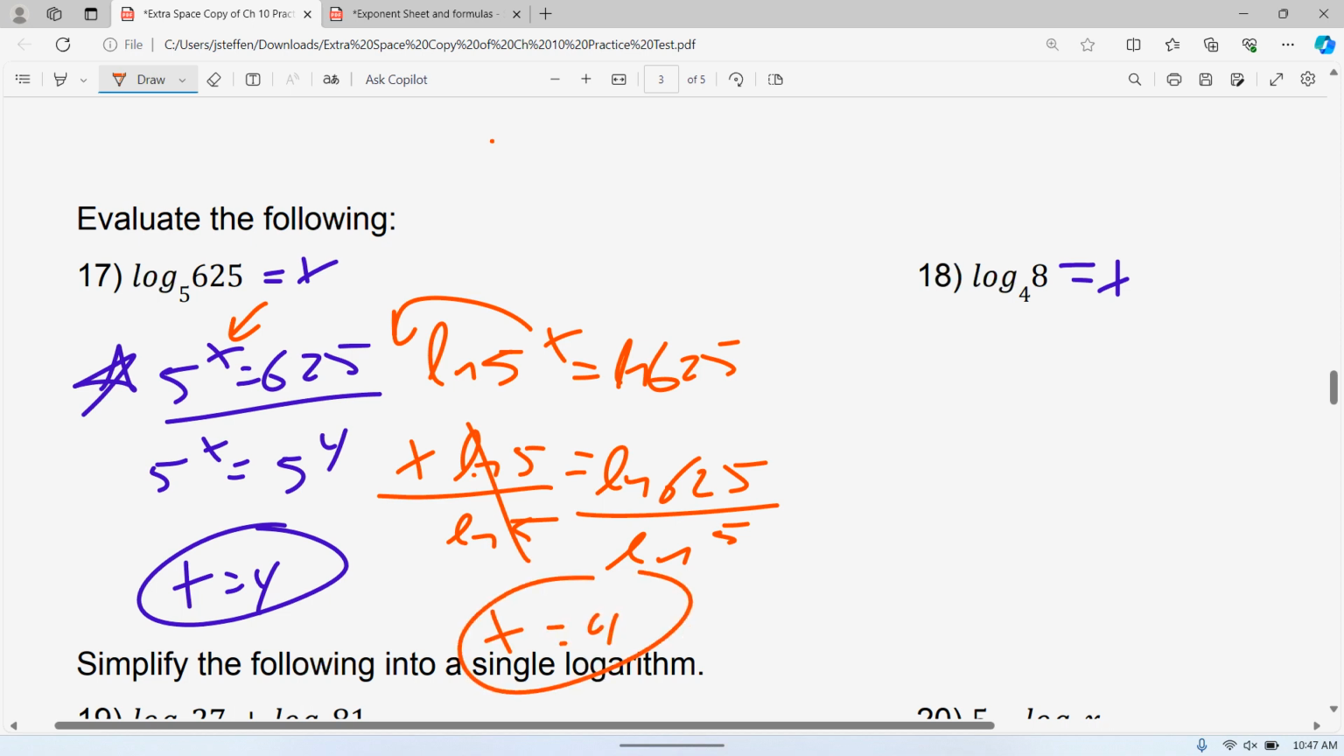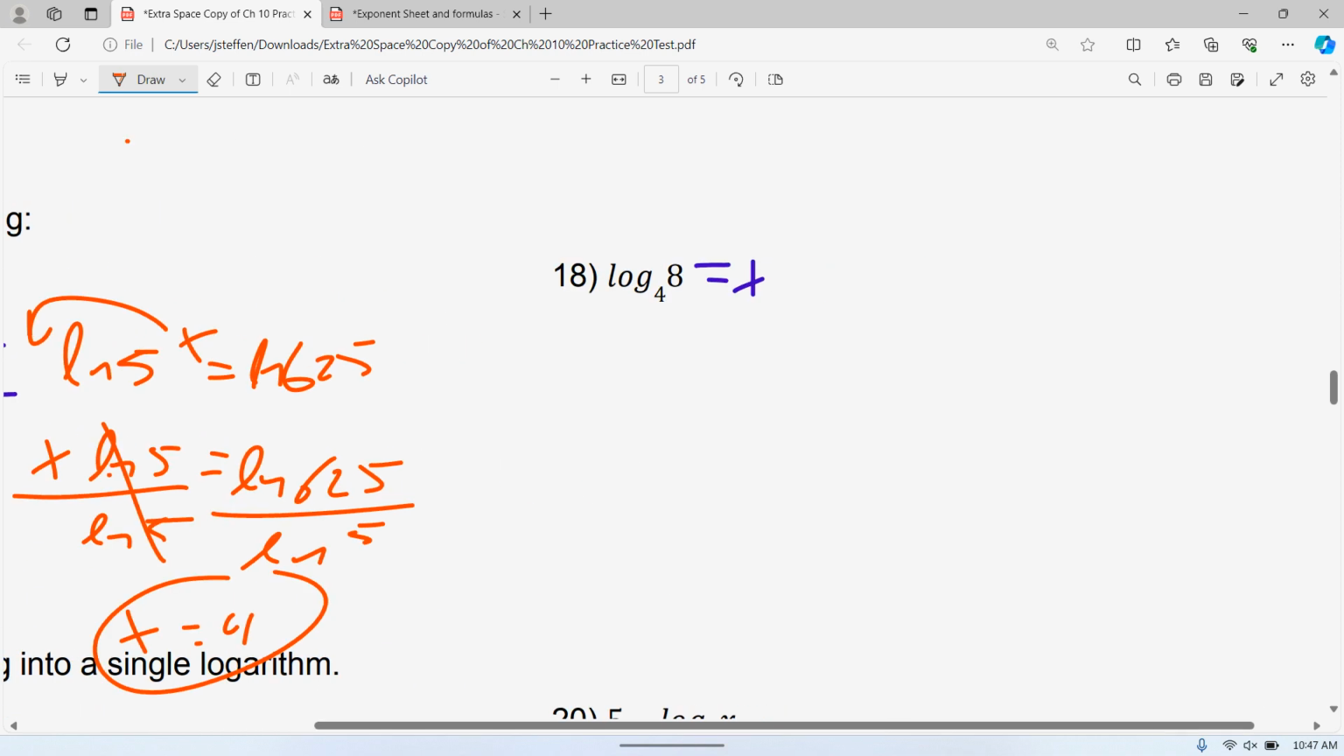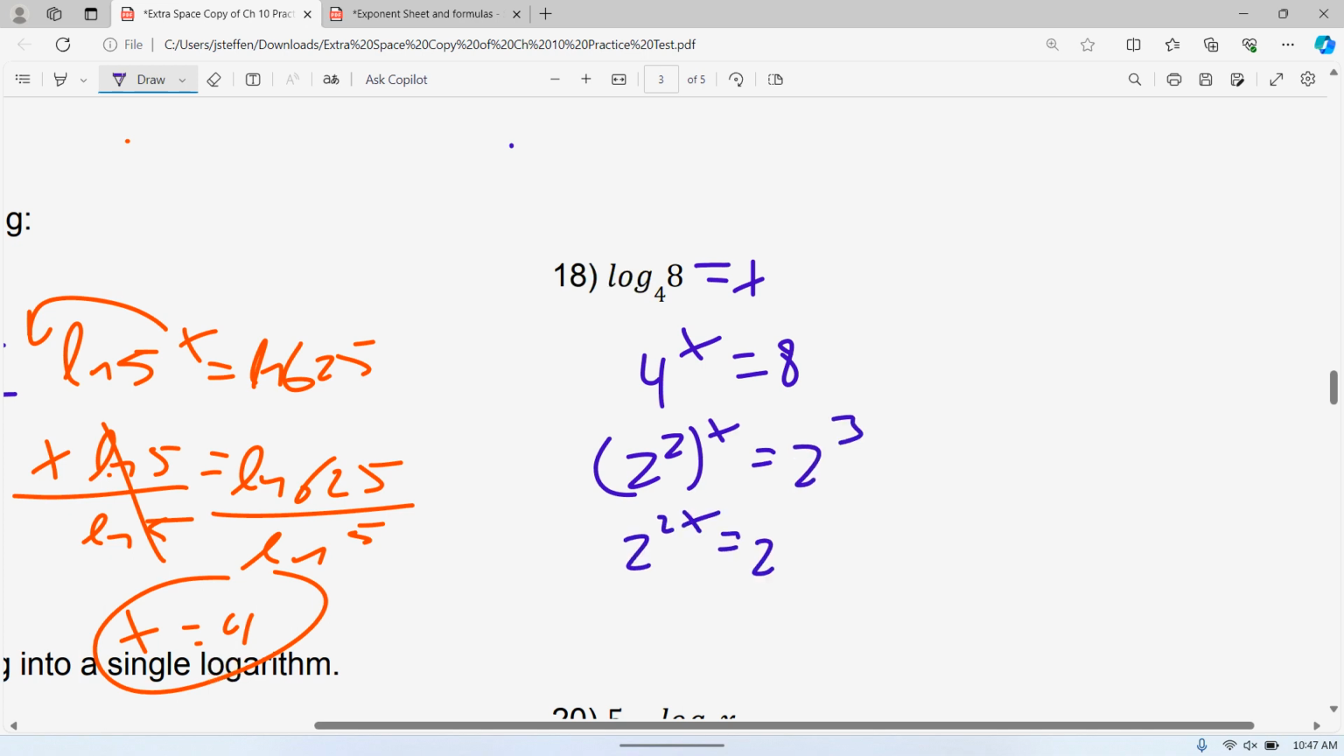Same thing like a little bit earlier: 4 raised to the x is equal to 8. There is no, it's going to be a decimal, so I'm going to change 4 to 2 squared and 8 to 2 to the 3rd. So it's 2 raised to the 2x is equal to 2 raised to the 3. So 2x is equal to 3. Divide both sides by 2. x is equal to 1.5.